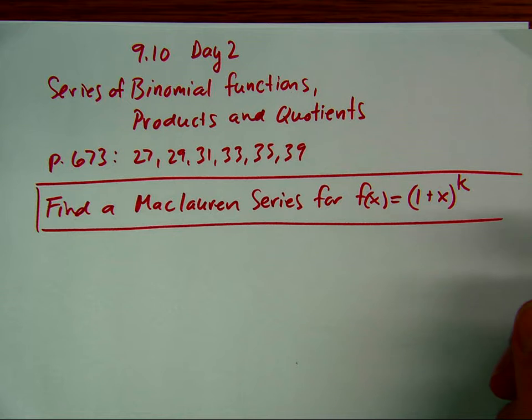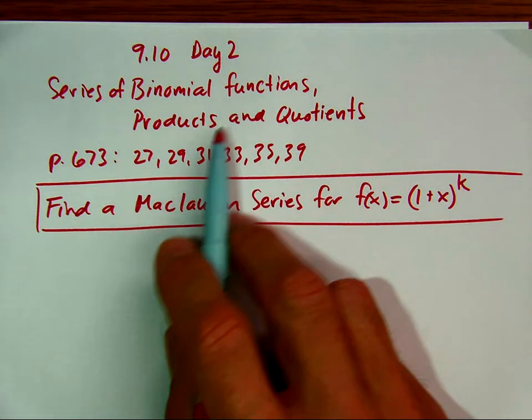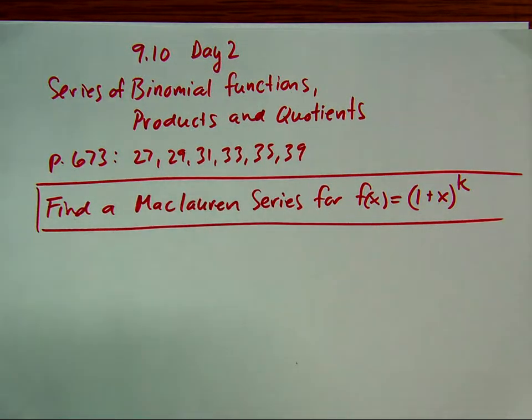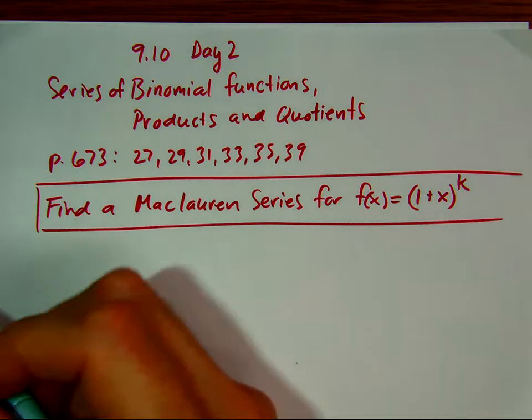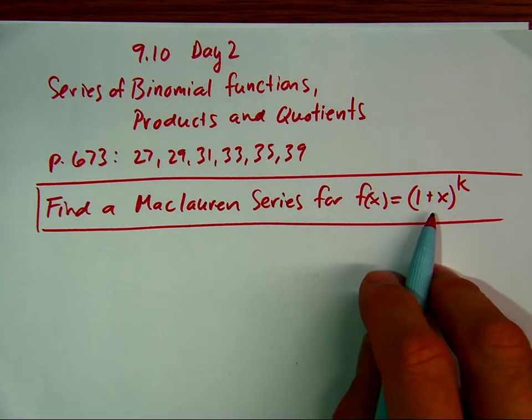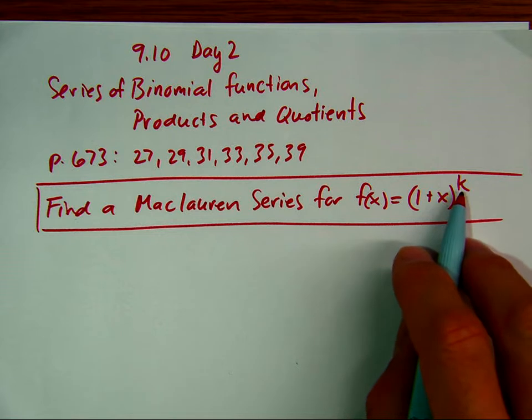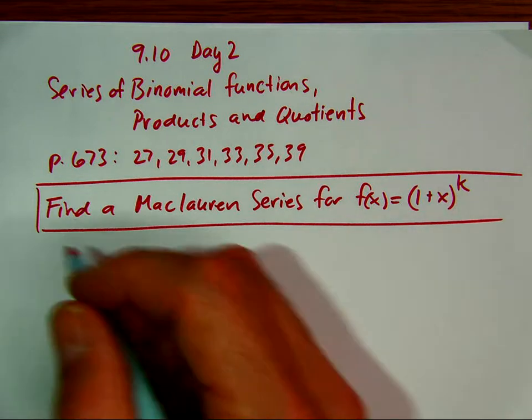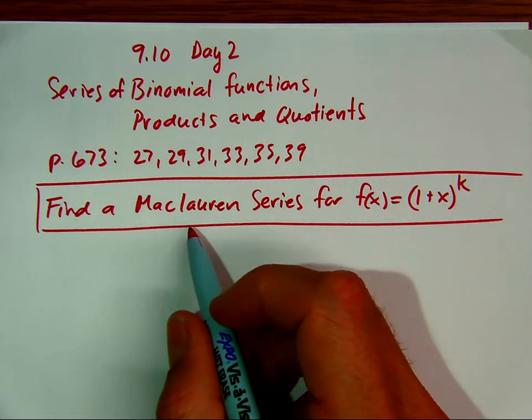Right, and we will have our last lesson for series, and now we're going to make series for binomial functions, and then we can use products and quotients with known series to combine them to make series for new functions like tangent. So find a Maclaurin series for this function, and we're going to create a formula because k can be any number, and then we'll just create a formula based on what we see here. Maclaurin just means that it's centered at 0.